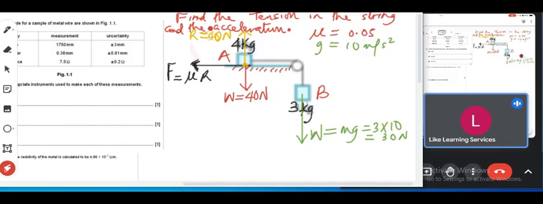Now, there's still another force. This string, we have forces acting on it. Let me just give you a simple trick. The tension should be drawn to go towards the pulley. So there's a tension force here. I'll call it T1, and call this one T2.